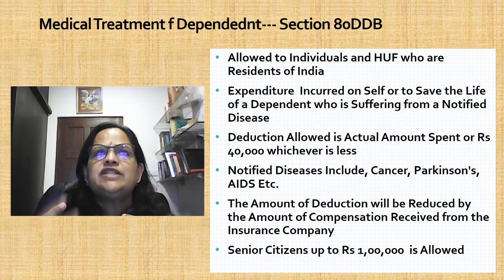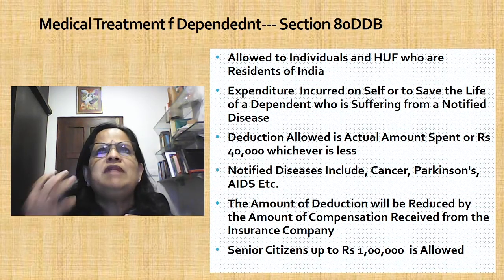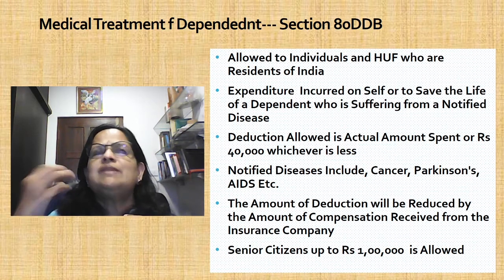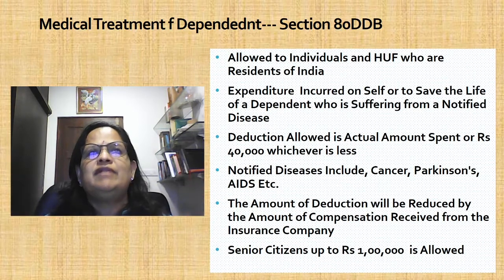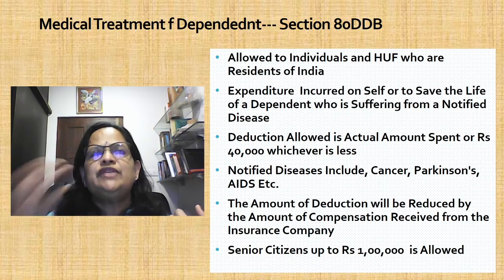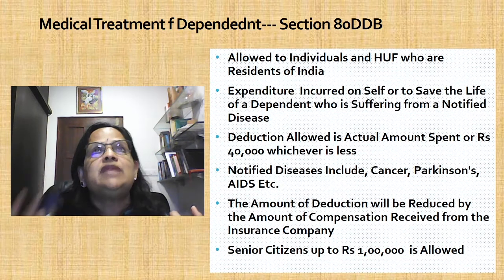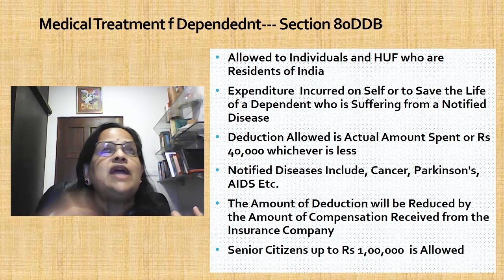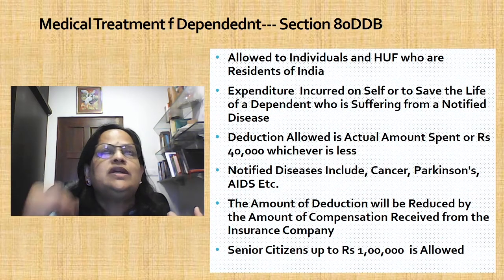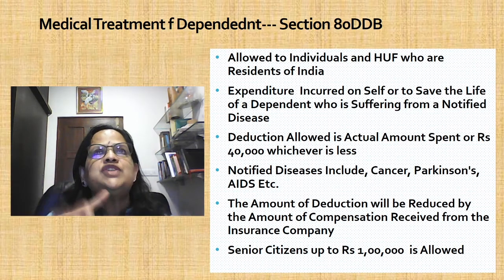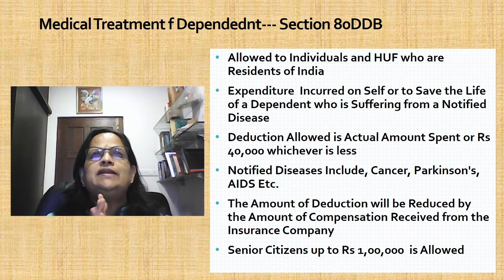See, if an insurance company is giving you some compensation for this treatment, most of the people will have an insurance claim. So they will submit it with the insurance company. Sometimes you will get the full cover, sometimes partial cover. Imagine for my 50,000 claim, I got 20,000 from the insurance company. So the actual amount spent will reduce to 50,000 minus 20,000. It is 30,000. Now the deduction comparison is between 30,000 and 40,000. I will get only 30,000.